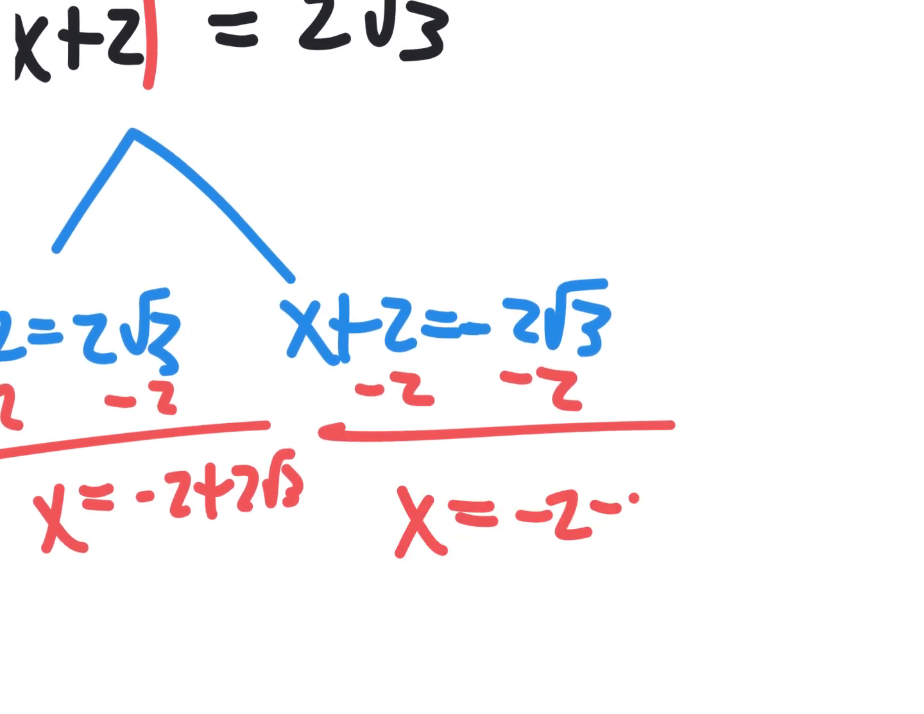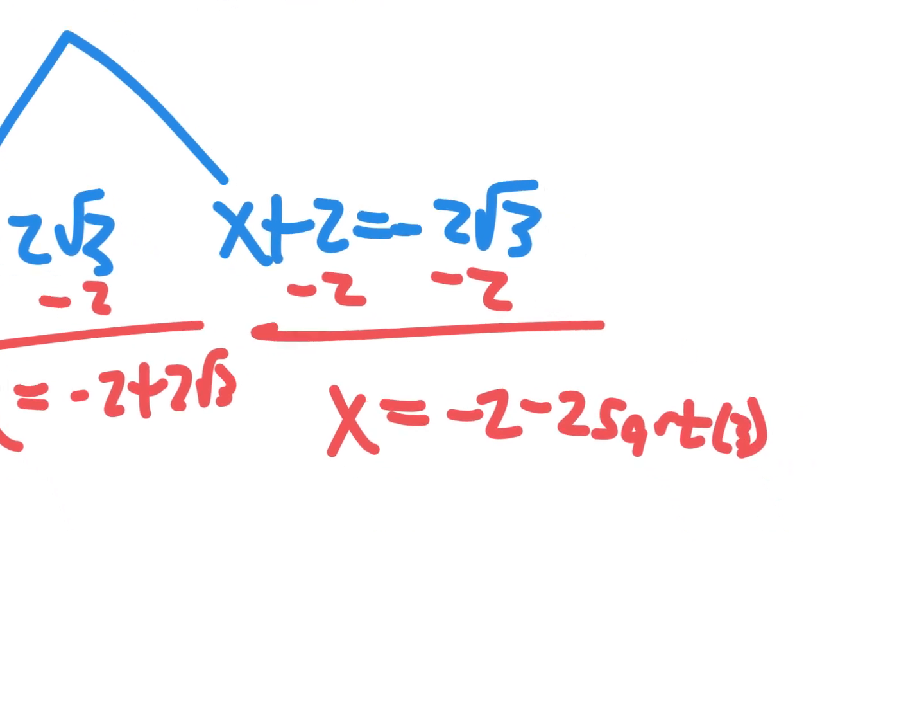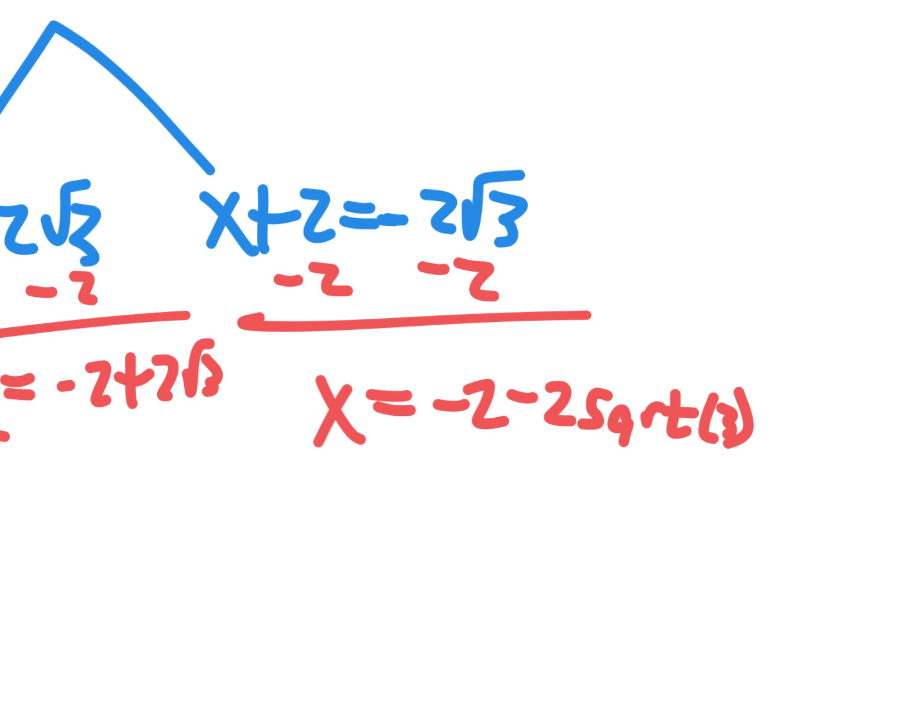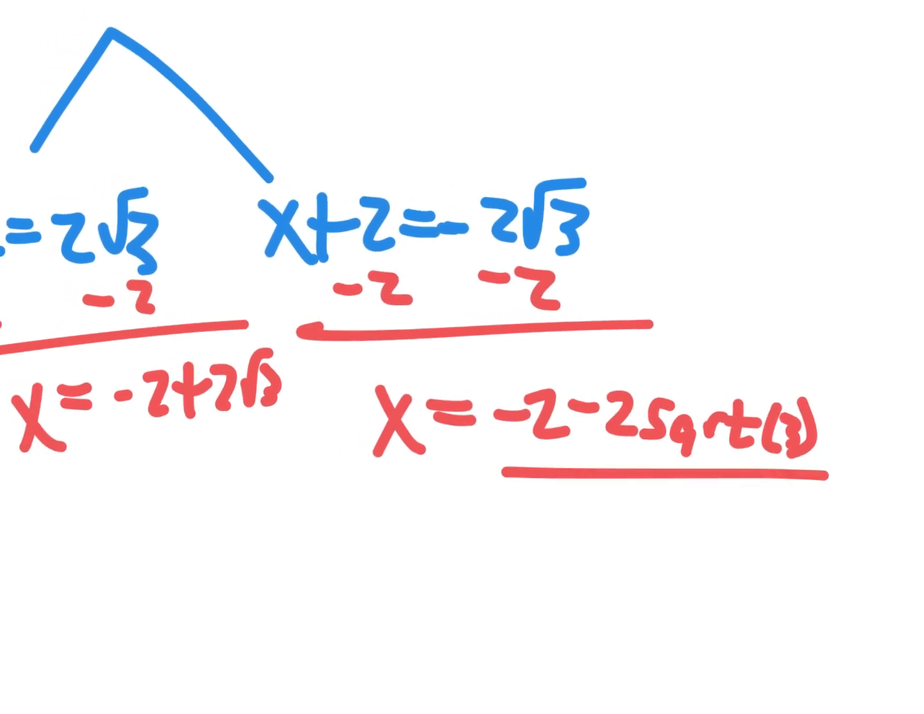Negative 2 minus 2 SQRT, and I'm pretty sure the 3 in this is in parentheses. Does it give you that example? Yeah. With the 3 in parentheses? Yeah. So put your SQRT3 with a 3 in parentheses. This one goes in first.